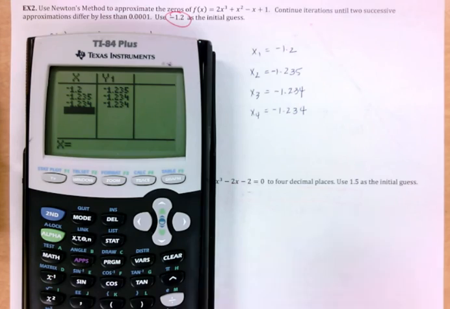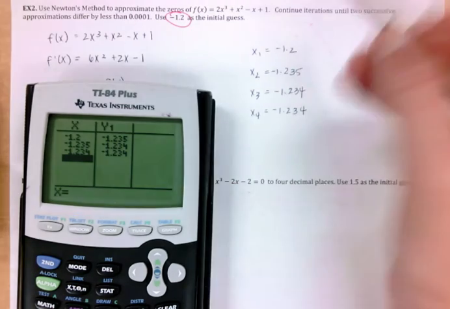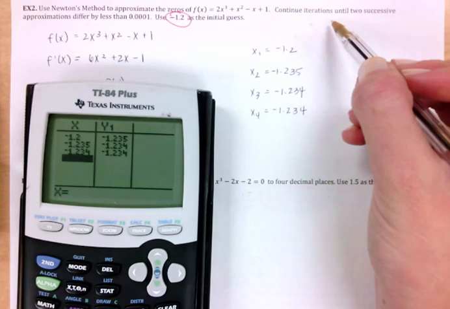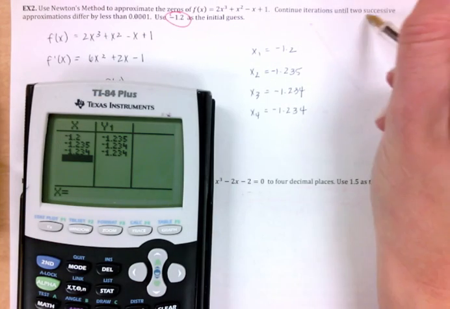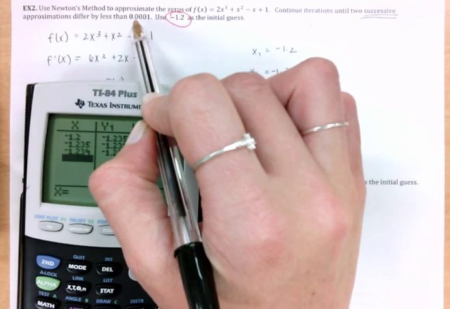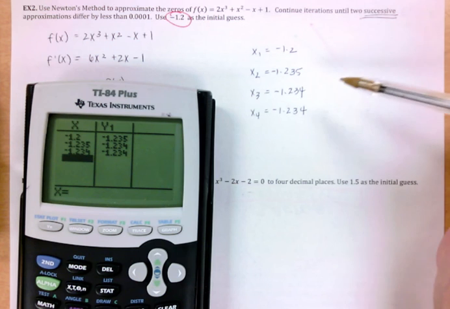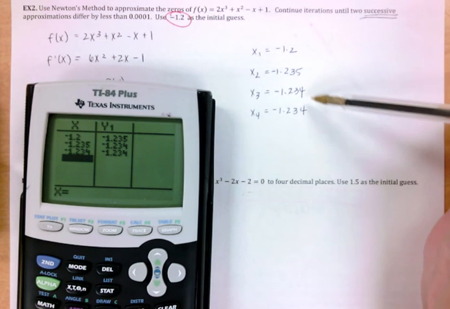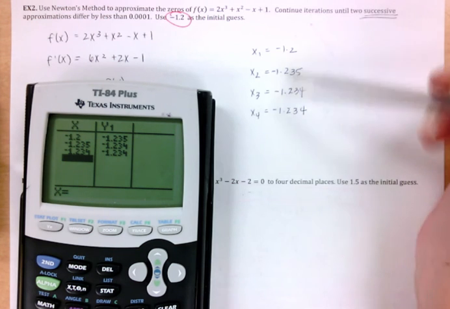Okay, and so it's saying, I don't know when to stop, right? It didn't tell me how many iterations. So instead of telling me how many, it just said continue iterations until 2 successive approximations, okay, successive means in a row, right? So 2 in a row differ by less than 0.0001. So it's accurate to that decimal place. So I just need to make sure, okay, am I accurate? Yes, I'm going down to 1.234. Okay, so then I know that's my decimal place. This is actually not enough decimals.